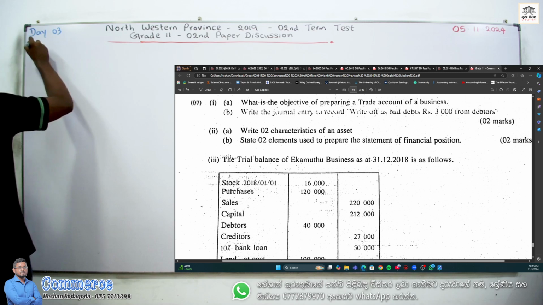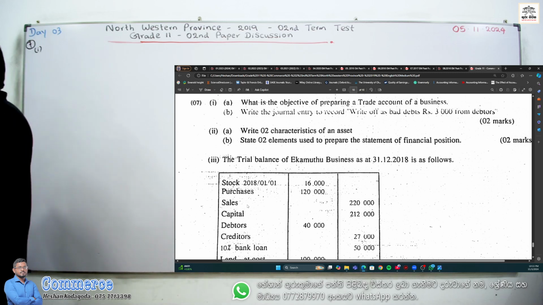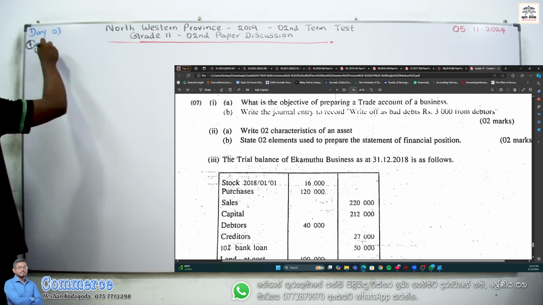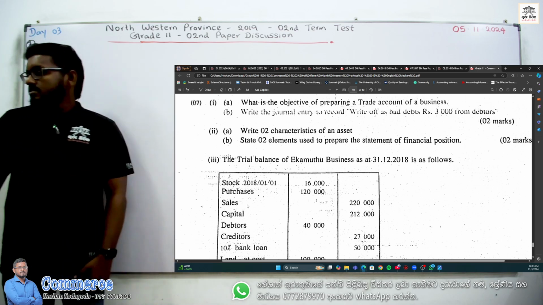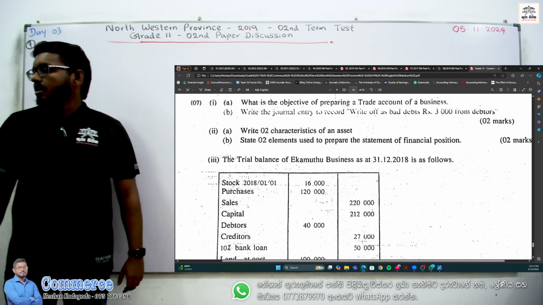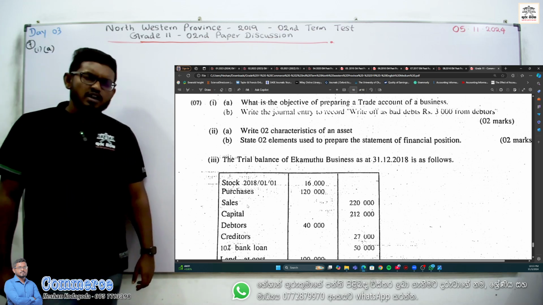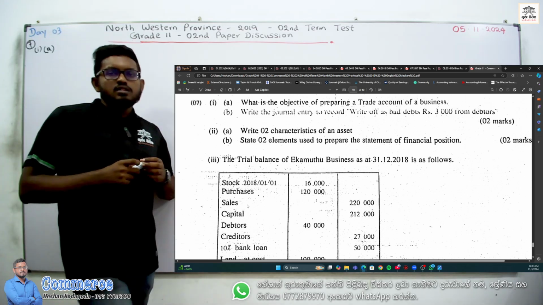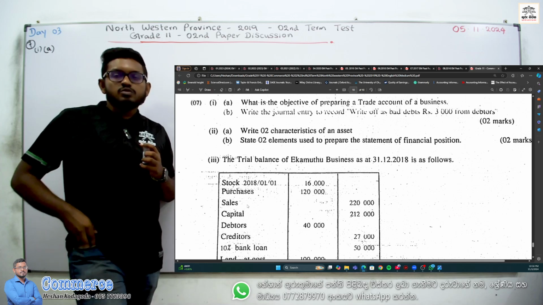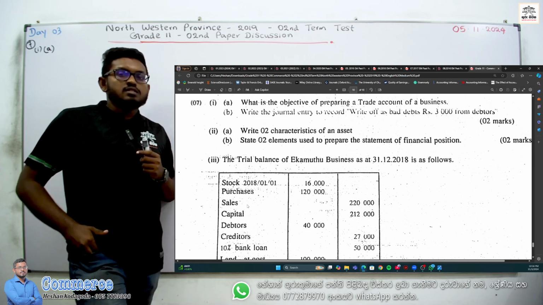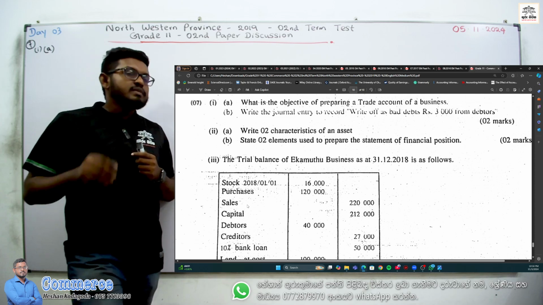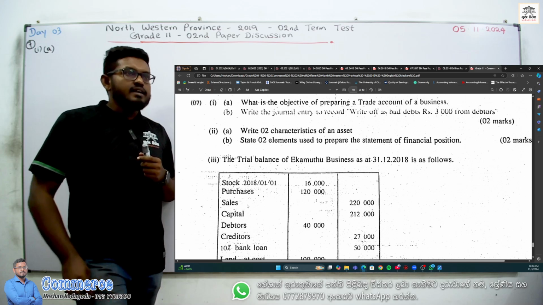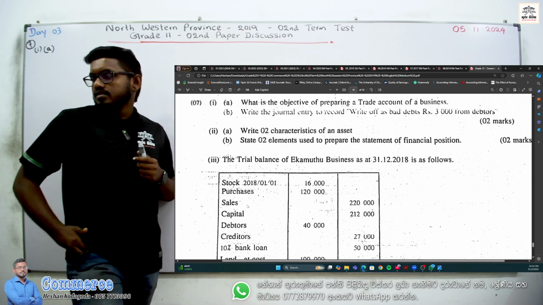Question number 7, Roman number 1, A. Let's see. What is the objective of preparing a trade account of a business? Trade account means what? You know, this is the old name. We call it now the statement of profit or loss, right? So trade account means up to the gross profit. Understand? Okay, guys.